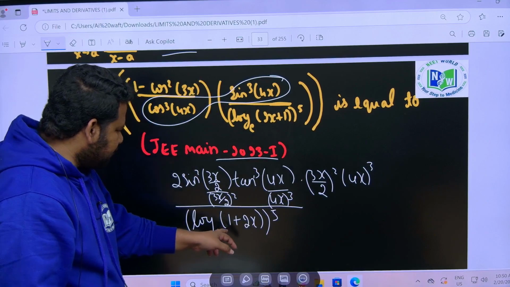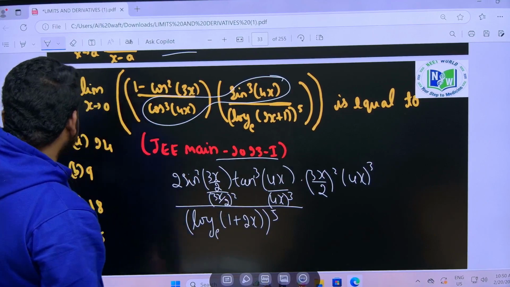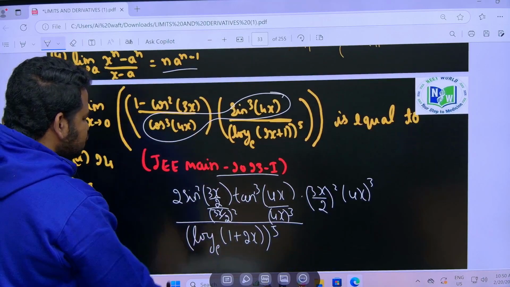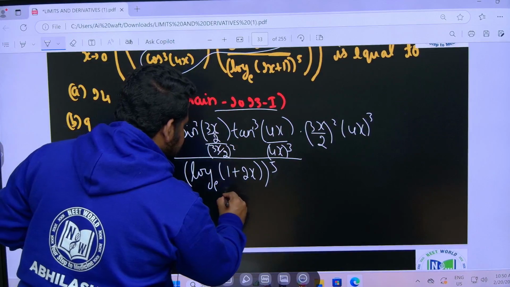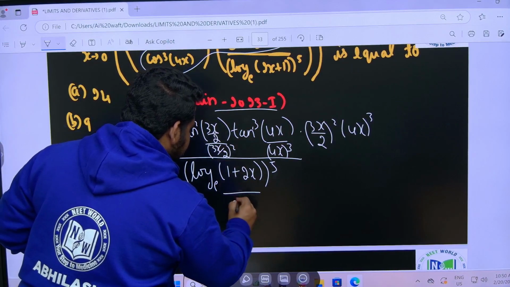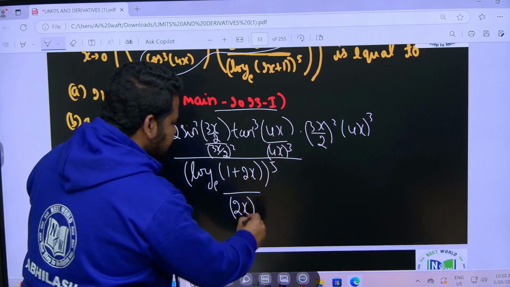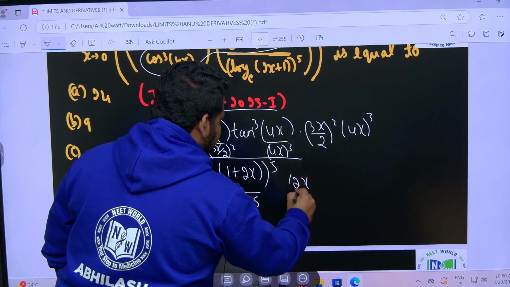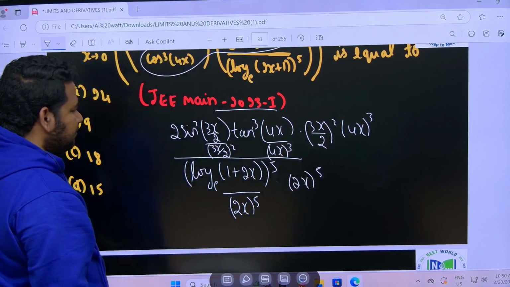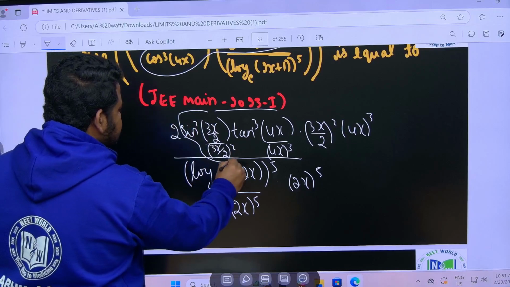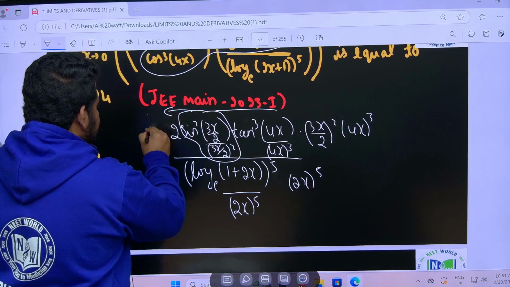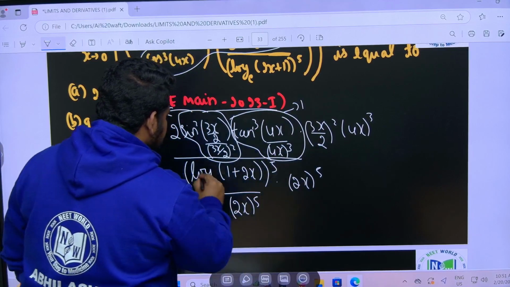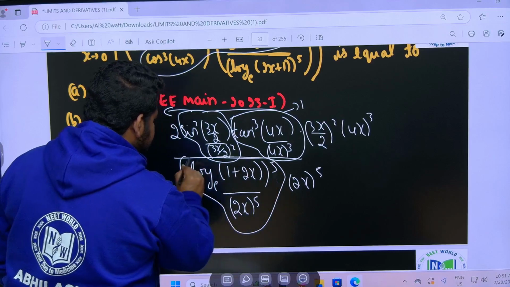Here I have log of 1 plus 2x. The property is the limit of log of 1 plus x by x, but here we have 2x, so I should divide by 2x. Not just 2x, here we have the power of 5, so I will multiply by 2x to the power of 5. What we divide, we have to multiply. So this value is equal to 1, this value is equal to 1, and this value is also equal to 1.